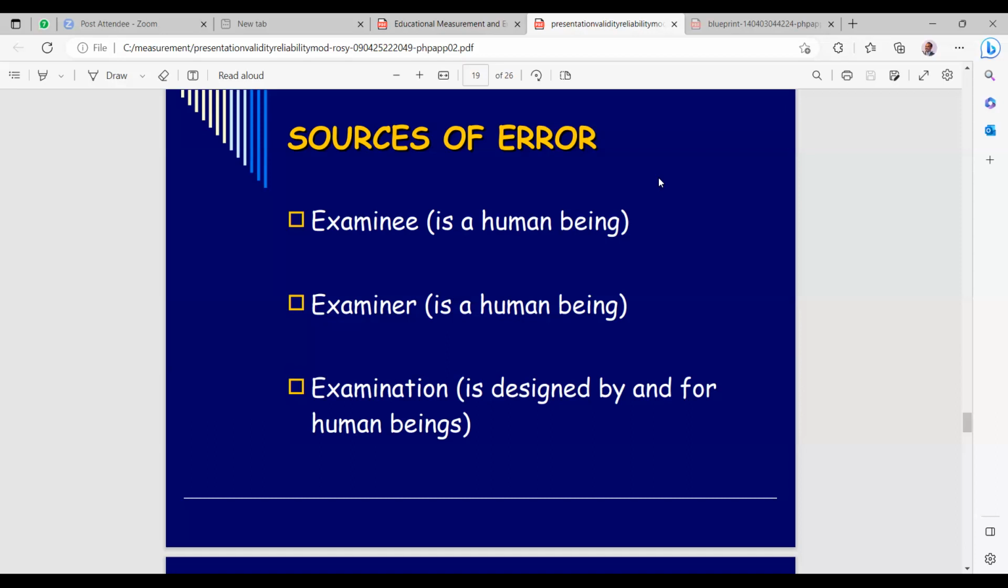So here you can see sources of error, which means the factors that affect reliability. These things or these people may affect reliability. First one is the examinee, the person who sits the exam, or the person who takes the exam. That is a human being. And the second person is the examiner, another human being, right? Third one is the examination, designed by and for human beings again. So almost all of them are human beings who affect the reliability, right? Let's see whether we have more details about this.